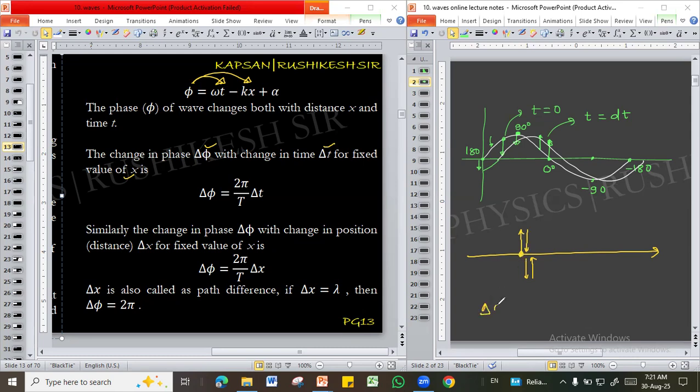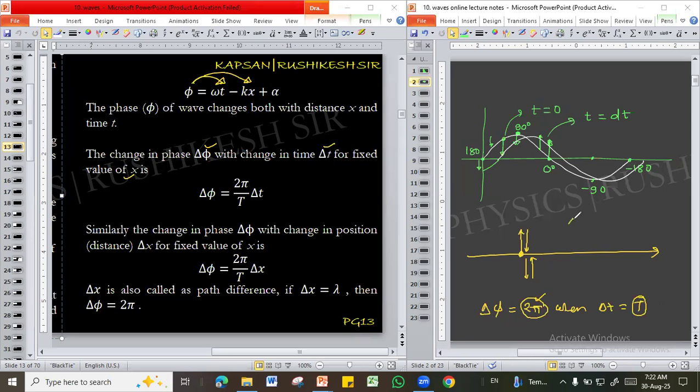Change in phase is equal to how much? 2 pi, when change in time is equal to one time period, means after one oscillation. Change in phase is equal to 2 pi. Initially phase was 0, 90, 180, 270 and 360. So phase changes by what value? 2 pi radian, when the particle oscillates for time equal to capital T.